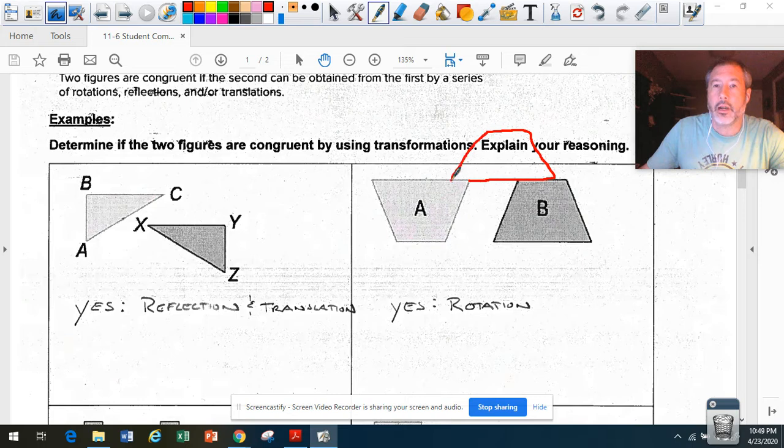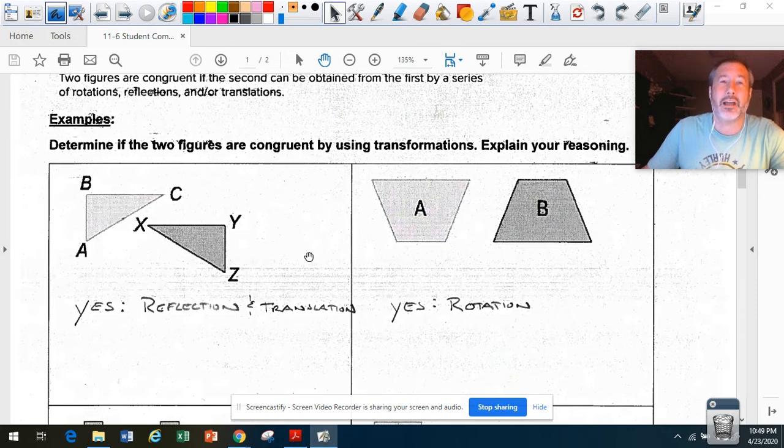Okay? Right like this here. Okay? Some type of rotation off of this point here. It's pretty bad here, but it should be off of this point here. And then I'm going to have to do a translation, a slide, down to here, which will go directly over B. So yes, they are congruent.